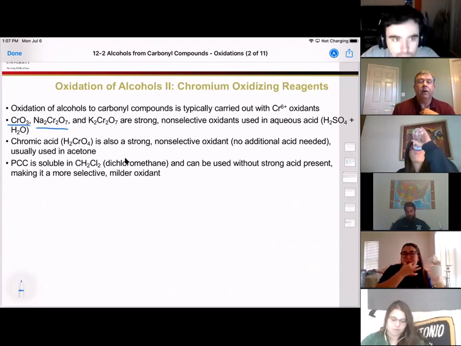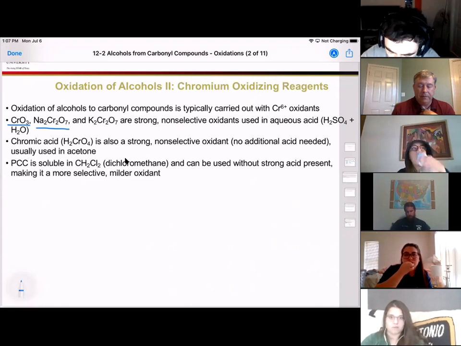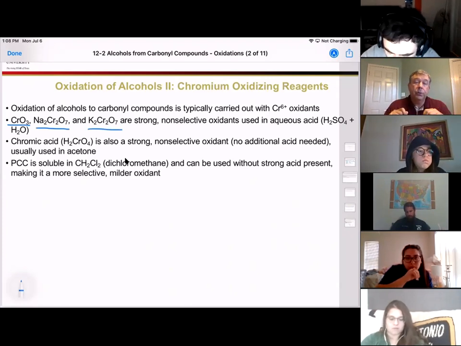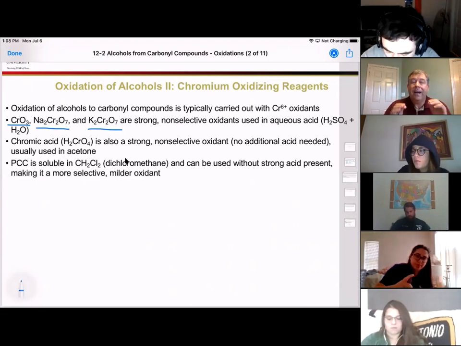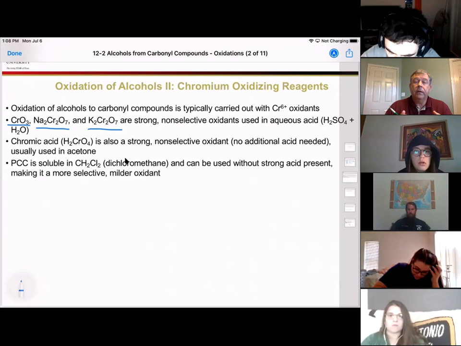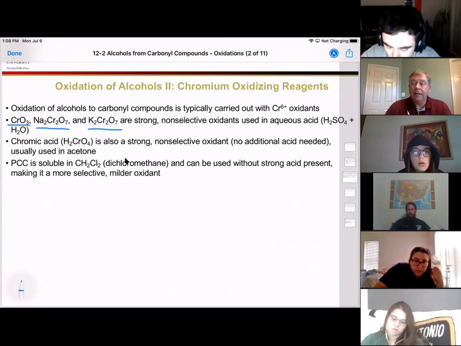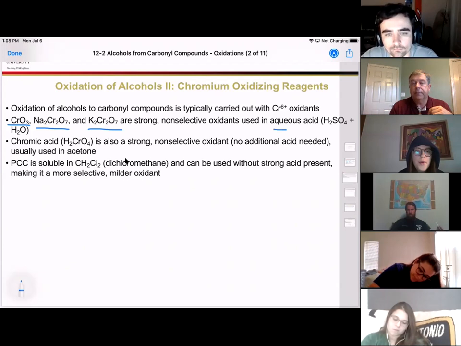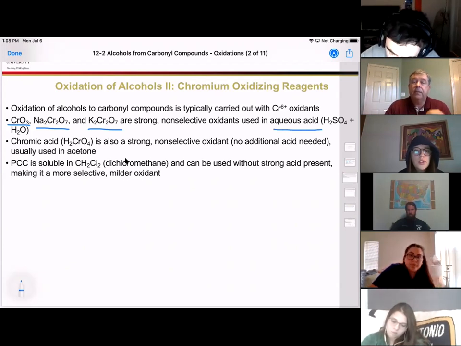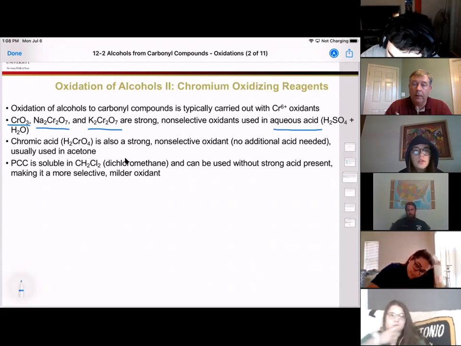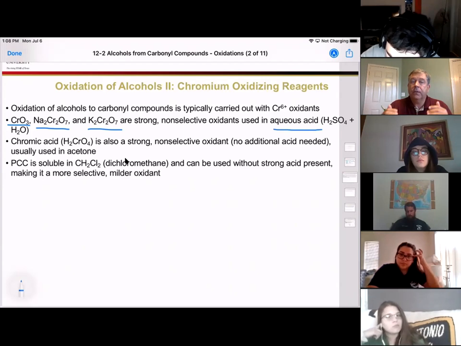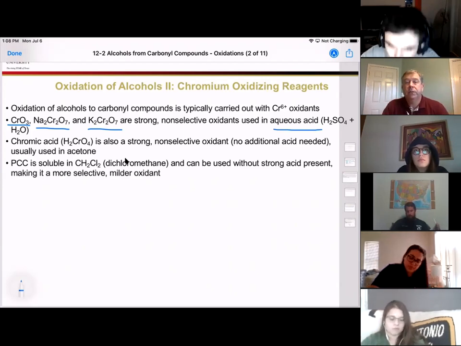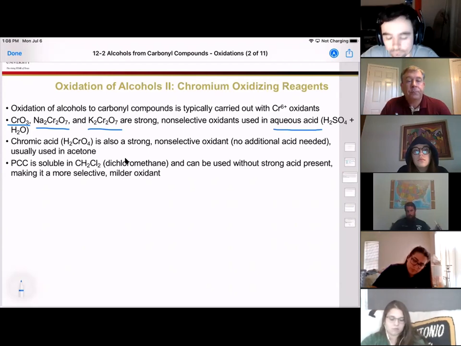And then we have things called sodium dichromate and potassium dichromate, okay? Notice those are Cr2, which is where the dichrome comes from, dichromate. So it's Cr2, but the oxidation state is still in its +6 form, okay? Now, these are really good, strong, non-selective oxidizers, but they are typically used in aqueous acid, okay? You have to add some kind of acid to activate it, and they're always done in water, okay? So you have to have an alcohol that dissolves in water to be able to use one of these three reagents, okay?